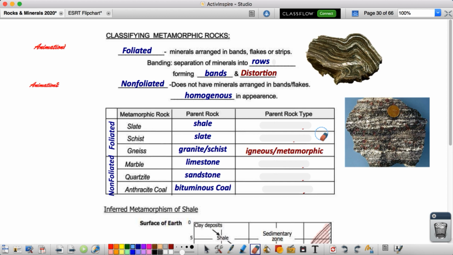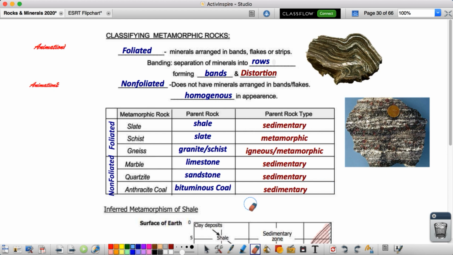Okay, first, slate. Slate comes from shale, and shale is sedimentary. All right, schist. Schist comes from slate. Slate is metamorphic. Marble comes from limestone, which was sedimentary. Quartzite comes from sandstone, and sandstone was sedimentary. And anthracite coal came from bituminous coal, which I told you a minute ago was also sedimentary.